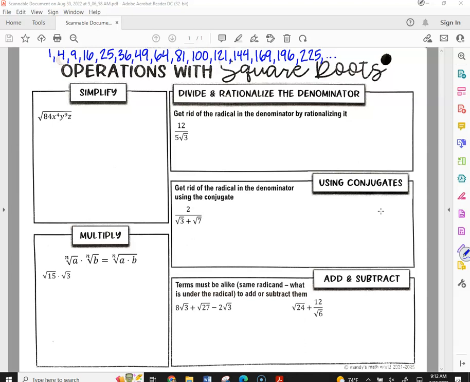Okay, so here's an example. We have the square root of 84 x to the 4th y to the 9th z, and we are asked to simplify it. So the first thing you need to do is simplify the number by itself. Don't look at that whole problem and panic and run. Just focus on the number itself. So what is 84? Is it perfect? No. So go to your list of perfect squares and find where 84 falls. 84 falls in between 81 and 100.